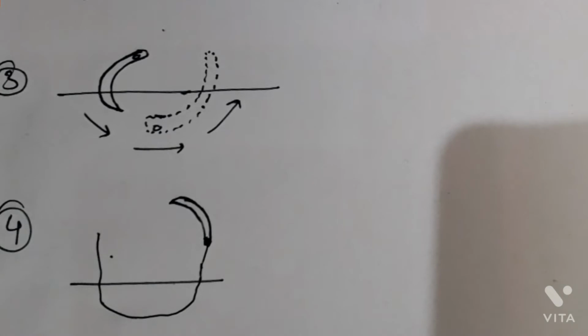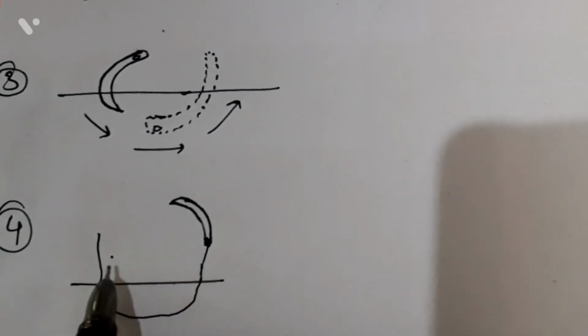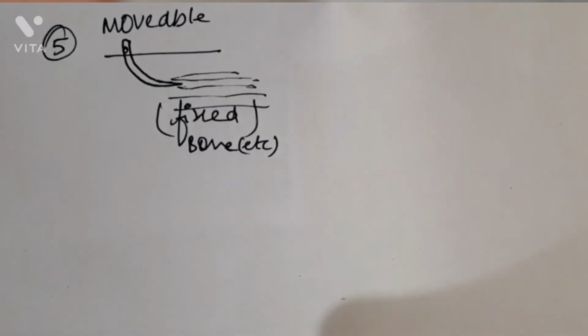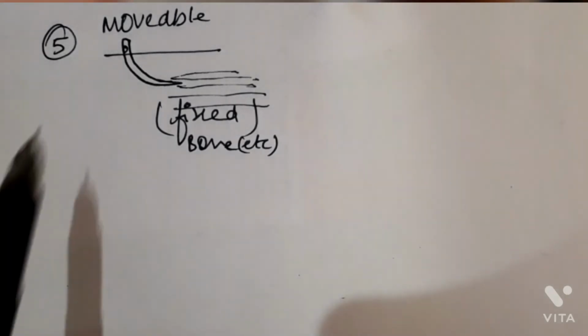The fourth principle states that the suture should be passed at an equal depth and distance from the incision on both the sides. So which means that this suture should pass with an equal distance or equal depth from the incision point. So this distance and this distance should be equal. This should be equal.